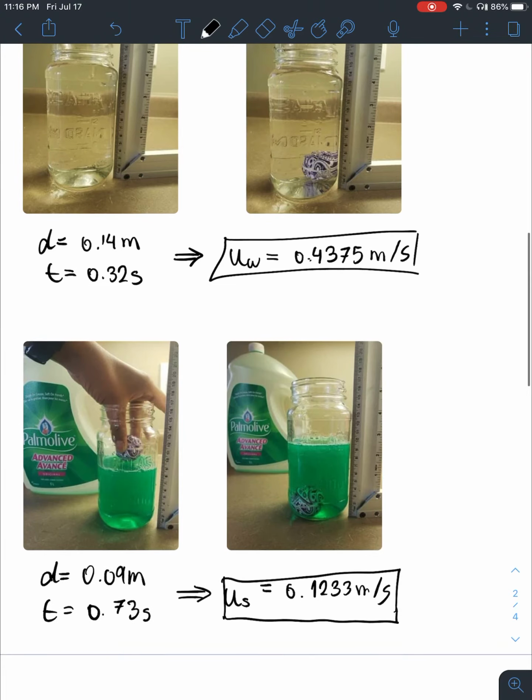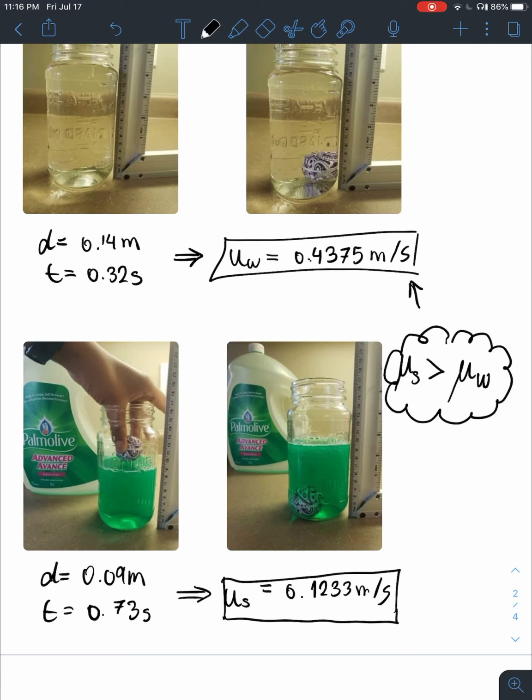This proves that water has much less viscosity than soap, as the relationship we saw before shows us that a higher velocity, as is the case of water, will yield a lower viscosity. So that is, the viscosity of soap will be greater than our viscosity of water.